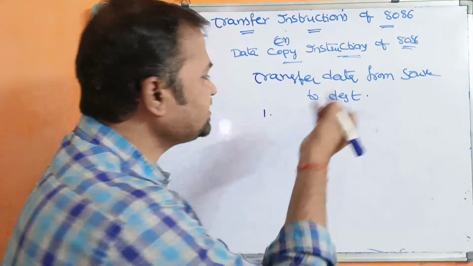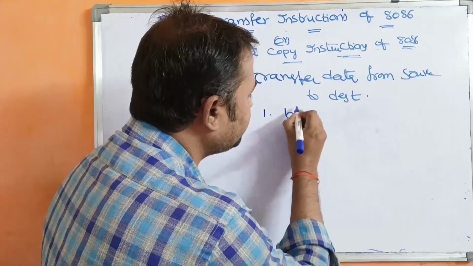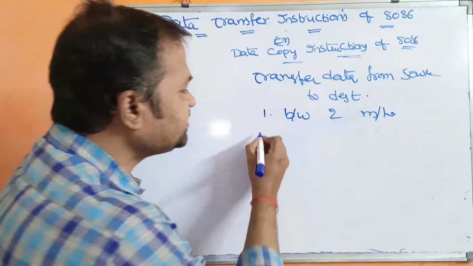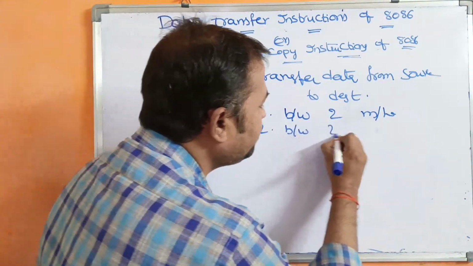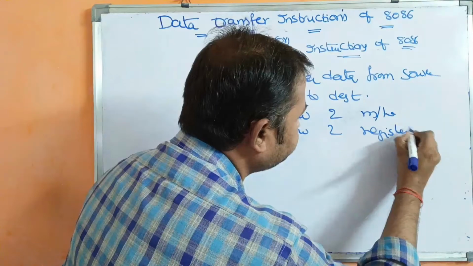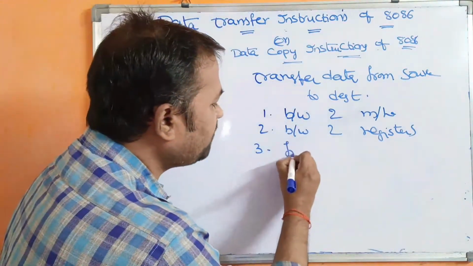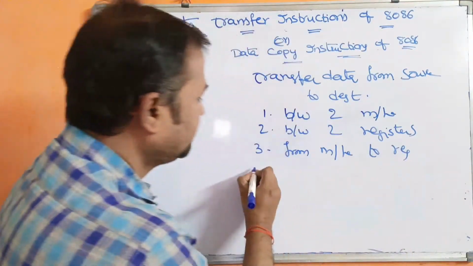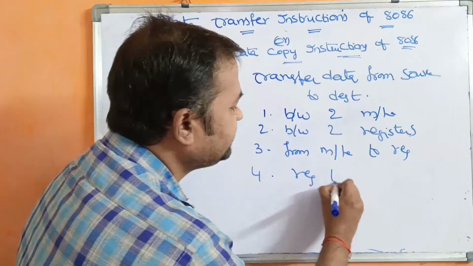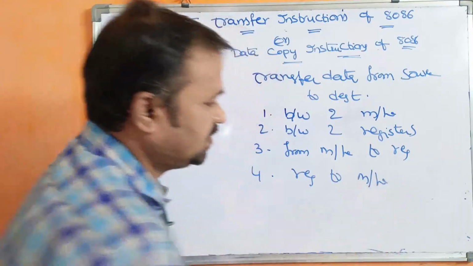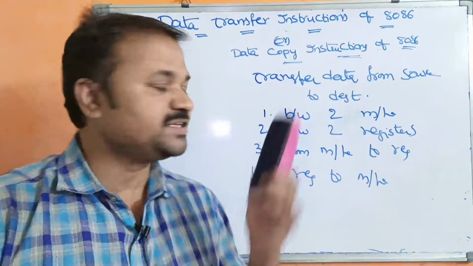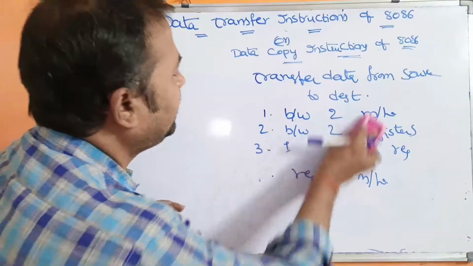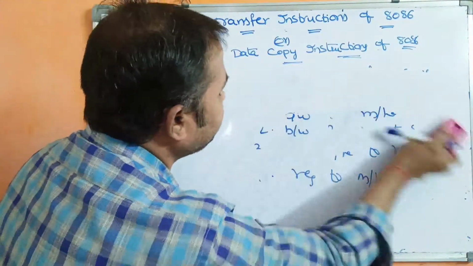So by using data transfer instructions, we can transfer data between two memory locations. We can transfer data between two registers. We can transfer data from memory location to register. We can transfer data from register to memory location. So by using data transfer instructions, we can do all these activities. Now let us see what are the different types of data transfer instructions.